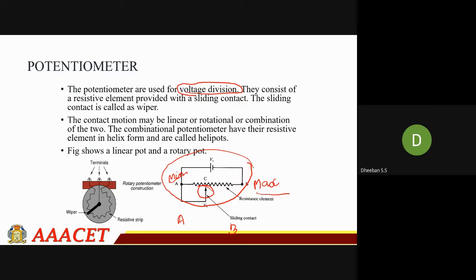They are also called slide contact, or wiper; the slide contact has many names. The contact motion may be either linear or rotational. Here this corresponds to a linear motion, and over here this corresponds to a rotary motion. You can clearly see this in a circular pattern, so we will be rotating this. The combination potentiometers have the resistance elements in helix form and are called helipots.